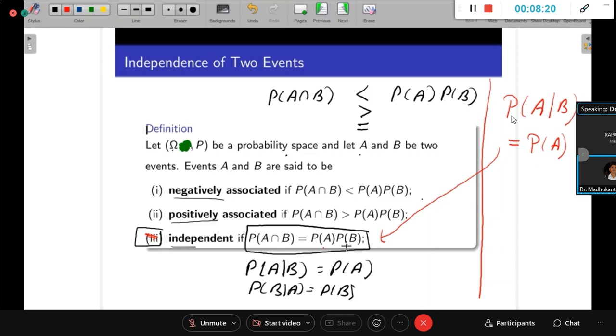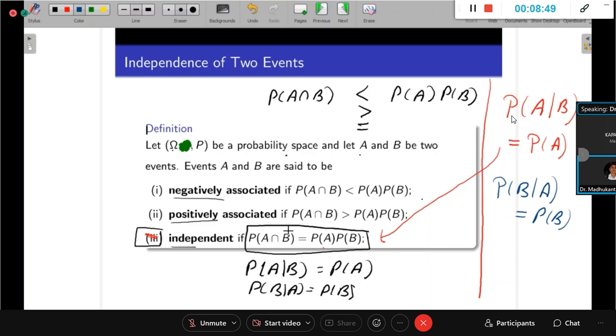Vice versa means if A is independent of B, you can also say B is independent of A. Or in summary, you can say A and B are independent events. So both cases lead to the same result. The probability of B given A is equal to the probability of B, if it is so. Both together lead to the special case, the third one.